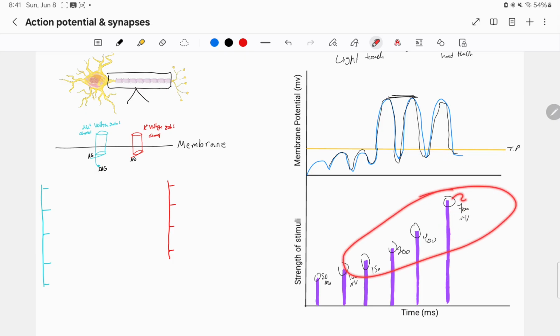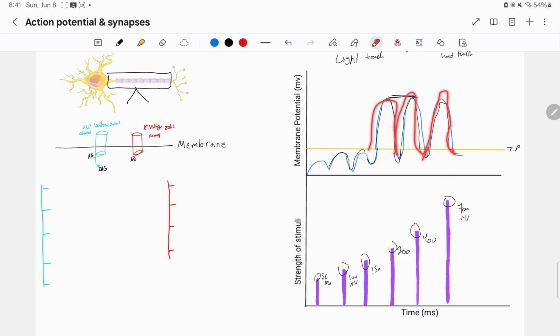Regardless of how far I increase my stimulus, just as long as it's hitting that threshold stimulus, I will launch an action potential, okay? And it won't matter if I increase it all the way up to like 700, right? I'm just wasting my time. I always generate the exact same response, okay?